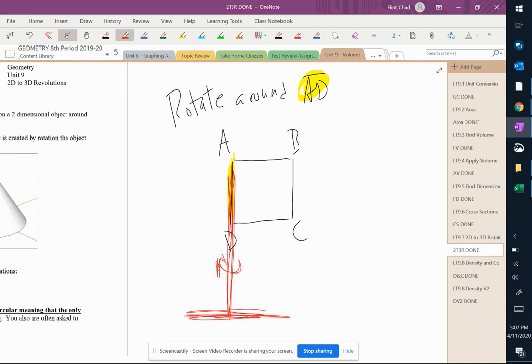Then I added in that if it spins around halfway, it's going to go over here like that. And then that thing is going to spin in a circle. So I draw a circle like that, and a circle like that. That should give me a reasonable idea that this thing is going to be a cylinder.